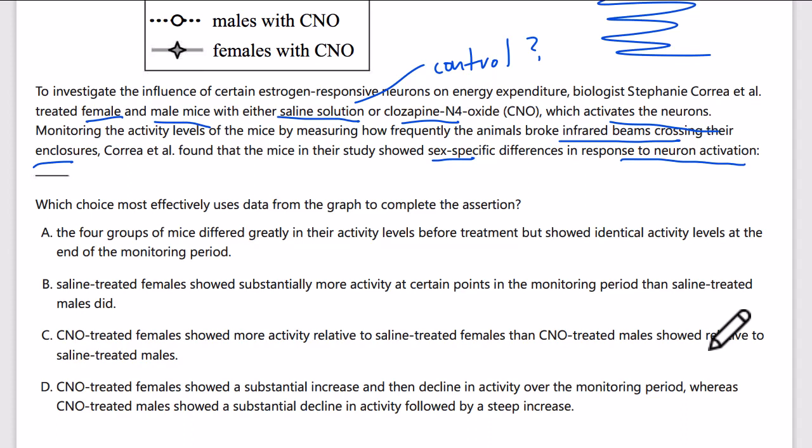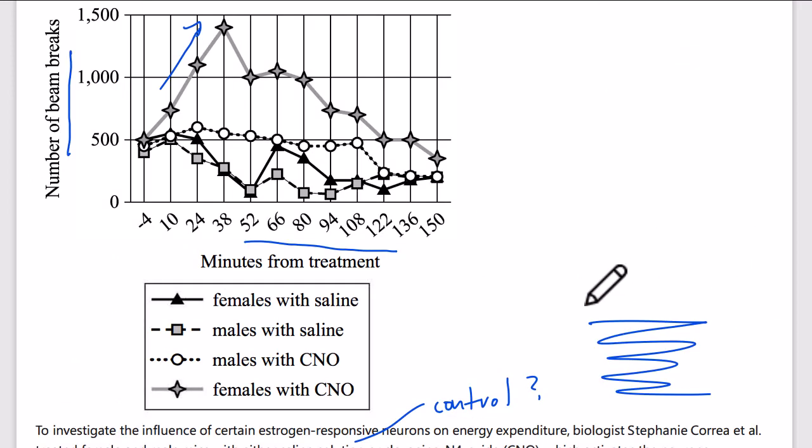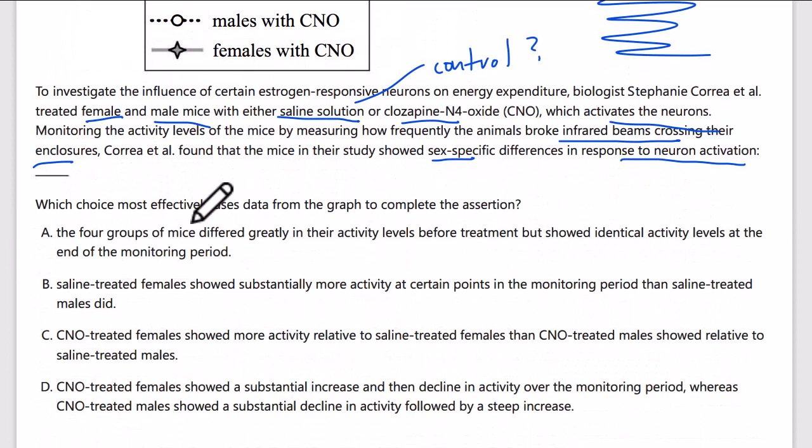So A, the 4 groups of mice differ greatly in their activity levels before treatment, but showed identical activity levels at the end of the monitoring period. So they were the same right before the treatment. So they're not different. That's wrong to the graph. And they came close to the same, but not exactly the same by the end. So this says the 4 groups differed greatly. That's wrong. So inaccurate to the graph.